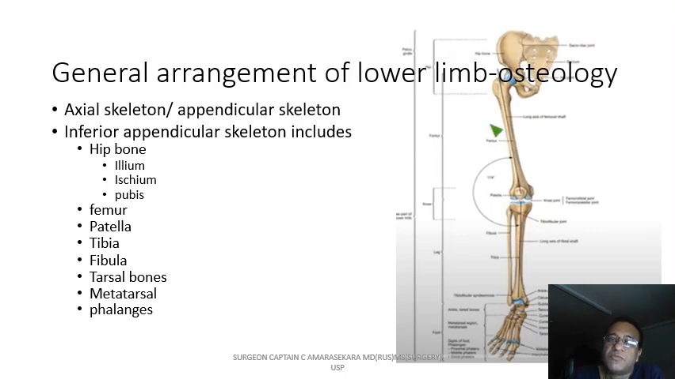which is formed by the ilium, ischium and pubis, we move down through the femur, patella, tibia, fibula, ending with the tarsals, metatarsals and the phalanges. Understanding this arrangement is essential for interpreting images, planning radiotherapy fields, and anticipating anatomical variations.